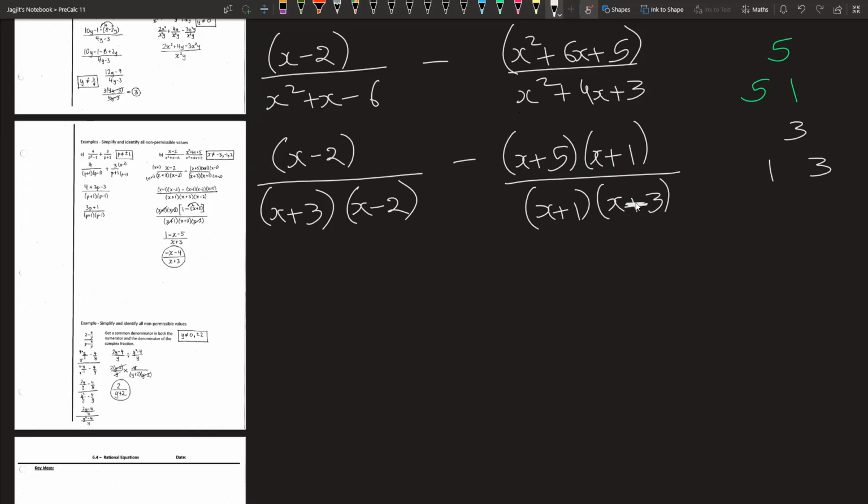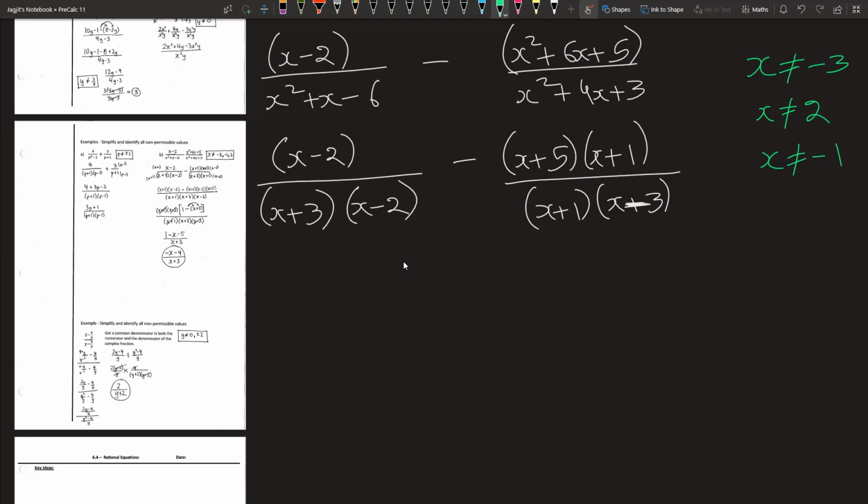Now, before you do anything else, let's write the non-permissibles. Okay, we factored everything. For x plus 3, you would say x cannot be minus 3. For x minus 2, you would say x cannot be equal to positive 2. For x plus 1, you would say x cannot be equal to minus 1. And x plus 3, you've already covered that right here.